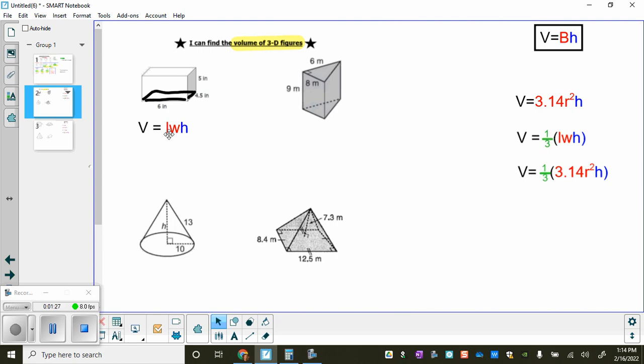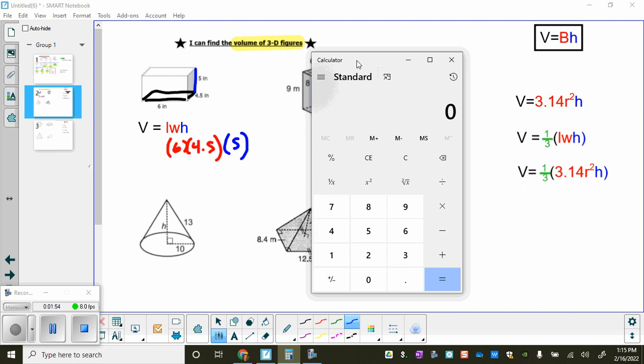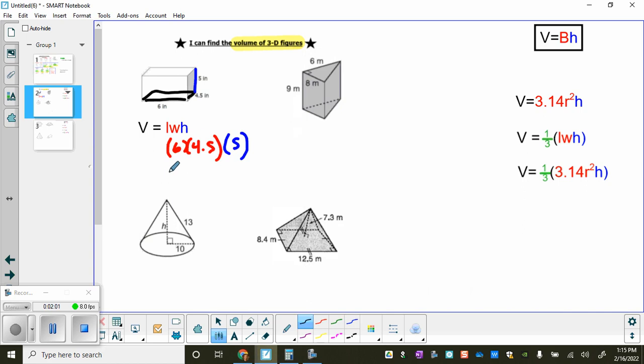Again, the base is a rectangle, so we've got length times width. And in red, that's going to be the 6 times the 4.5. And then the height of this prism here in blue is the 5. So in elementary school, you guys probably saw the prisms, and you loved volume of a prism questions because you got to straight up just multiply 6 times 4.5 times 5. So in our calculator, 6 times 4.5 times 5. So for this volume, we get 135.